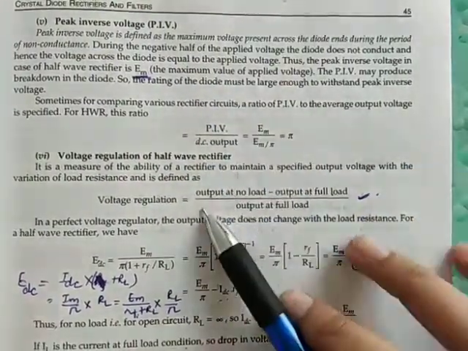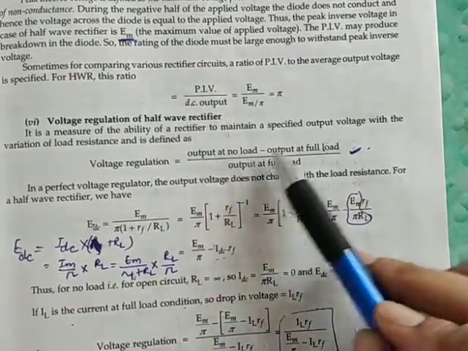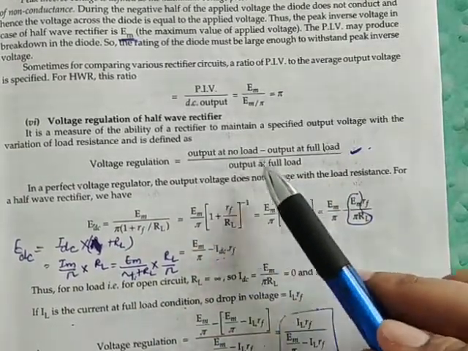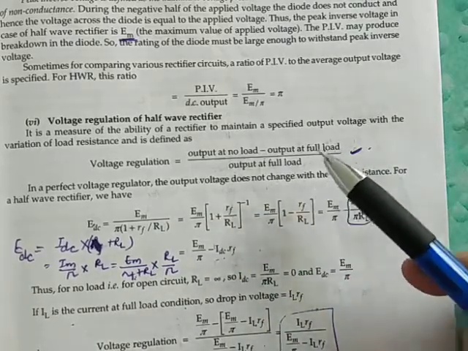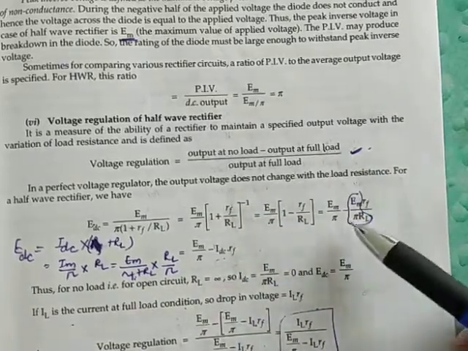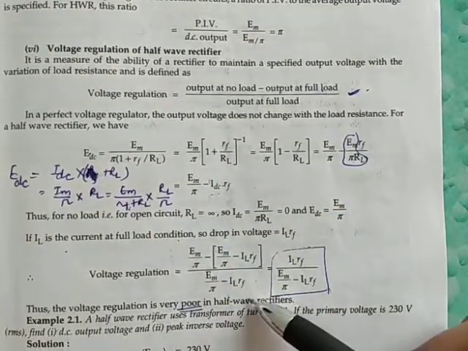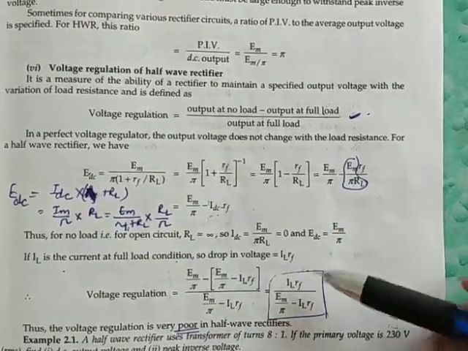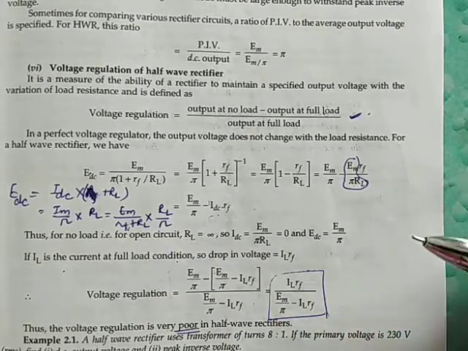The next factor is the voltage regulation of the half wave rectifier. Here again this is defined as output at no load minus output at full load divided by output at full load. So here also with some calculations we have derived this voltage regulation, and we can see that again voltage regulation is very poor in case of half wave rectifier.